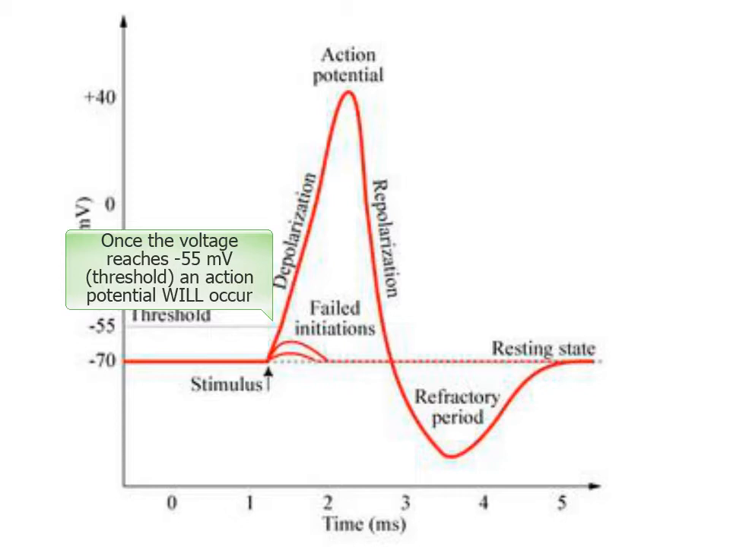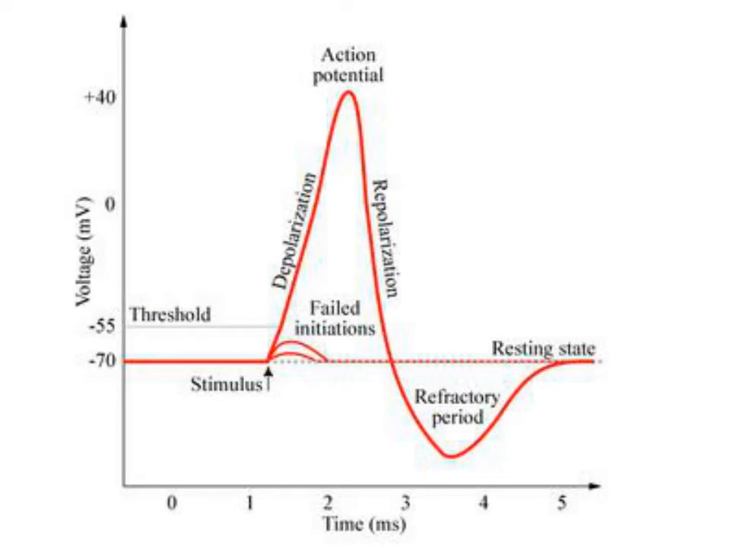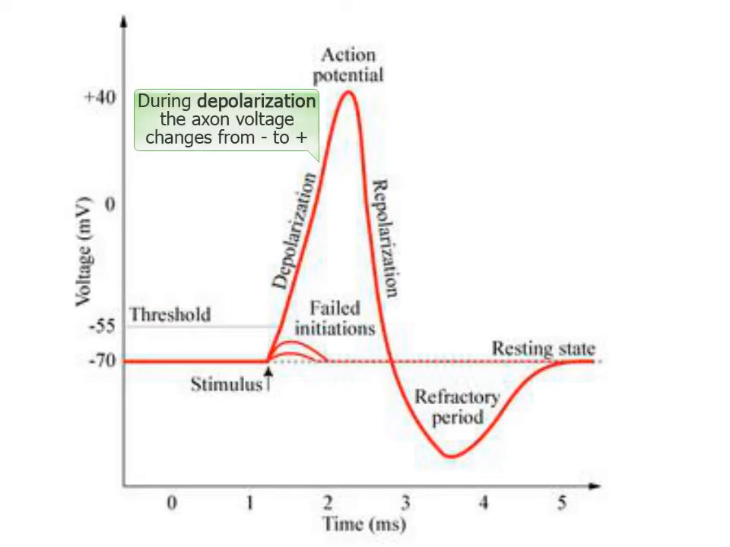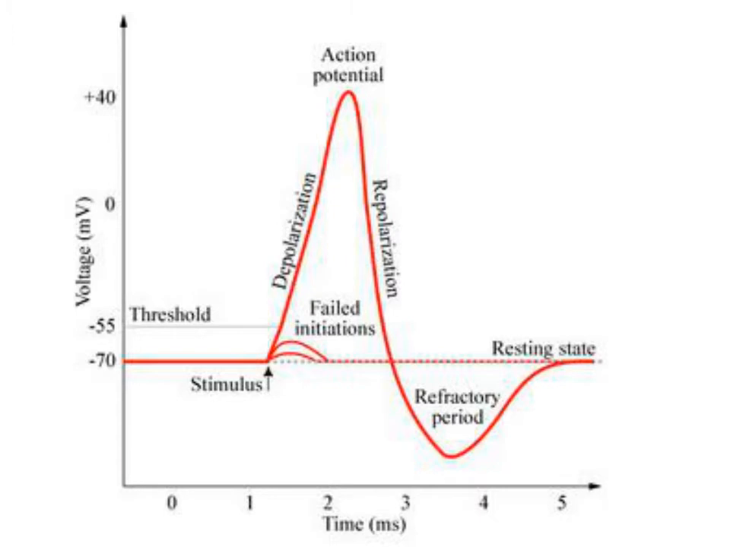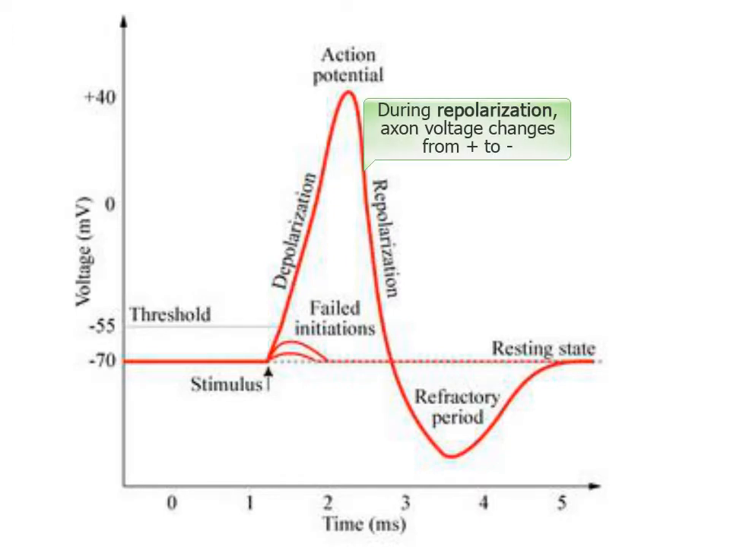And so once we reach threshold, we are going to have an action potential. And the first part of that action potential is depolarization. The charge inside the axon rises rapidly, surpassing zero, and it becomes positive 40 millivolts. So that happens because of influx of sodium ions, which we'll show in just a few slides. On the other hand, repolarization is the opposite process. Here, the charge goes from positive 40 back down to a negative charge, and this is a result of potassium ions leaking out of the cell.